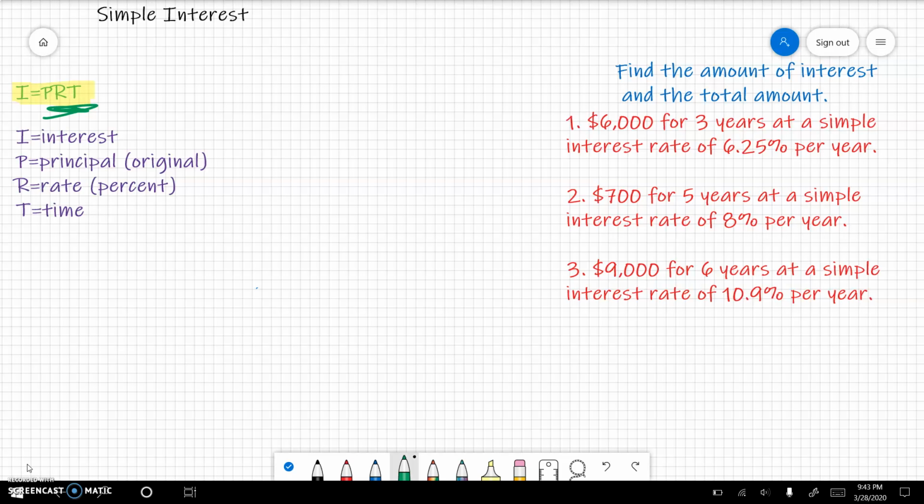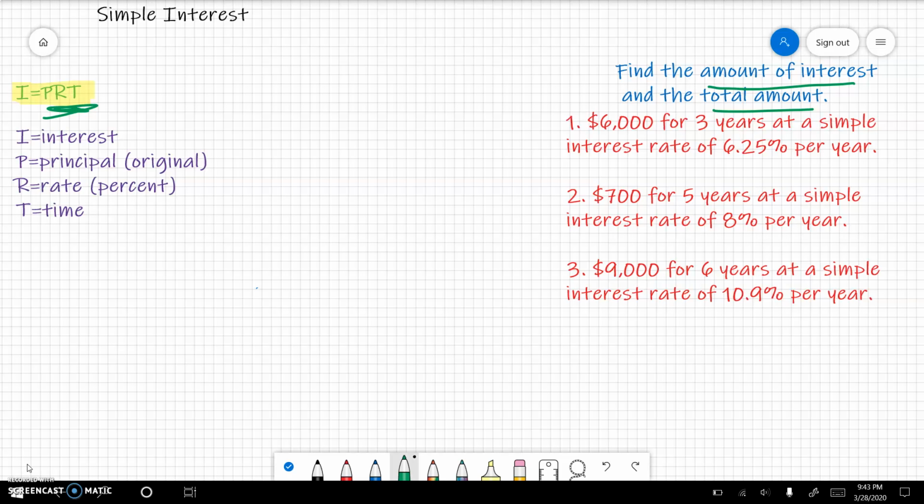On the right I have 3 examples, and the directions say find the amount of interest and the total amount. So that means I'm going to have 2 separate answers. First I'm going to have the amount of interest, and then I'm going to have the total. So for each of these questions there are 2 answers. What I'm going to do for the formula is pull the numbers out of my examples and put them into the formula.